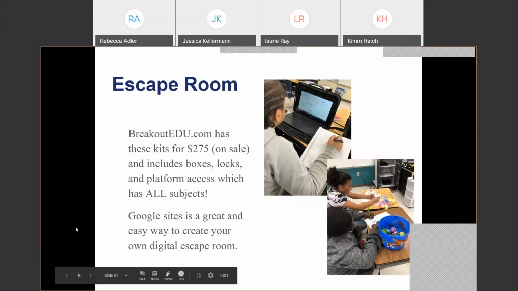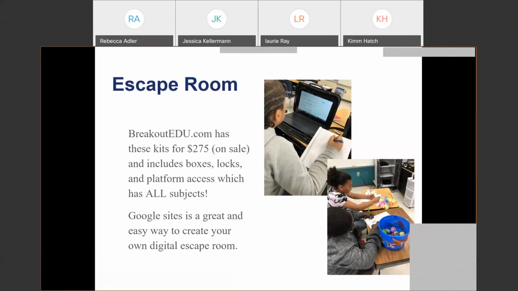This is one of my personal favorites. I love doing escape rooms. Now you can buy them, which includes all of the fun, fancy stuff, or you can be like me, who doesn't have all those extra funds, and I create them myself.